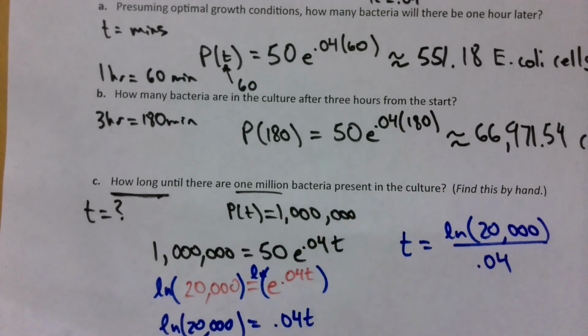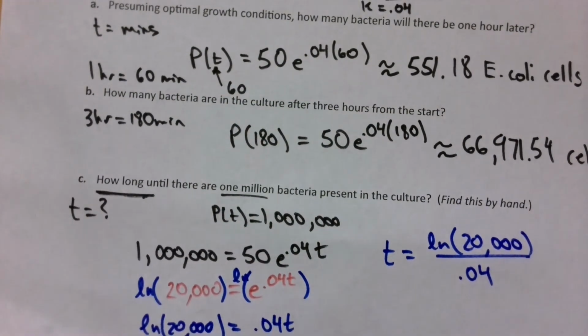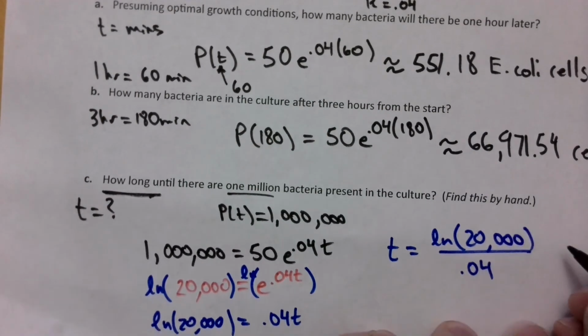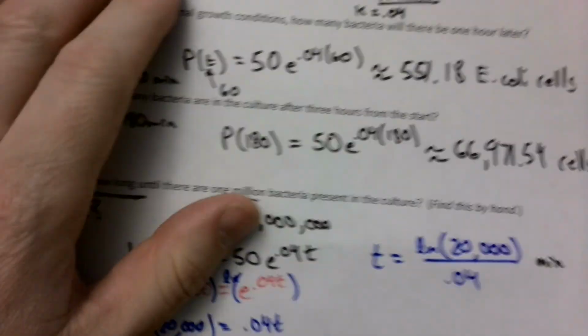If we were in class, I would tell you how I prefer exact values until it comes to application problems, because when's the last time you told someone that, yeah, it took me natural log of 20,000 divided by 0.04 minutes to drive to work? It's just not something we would ever say.